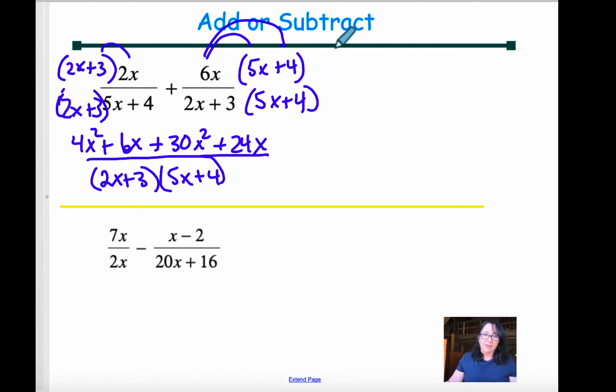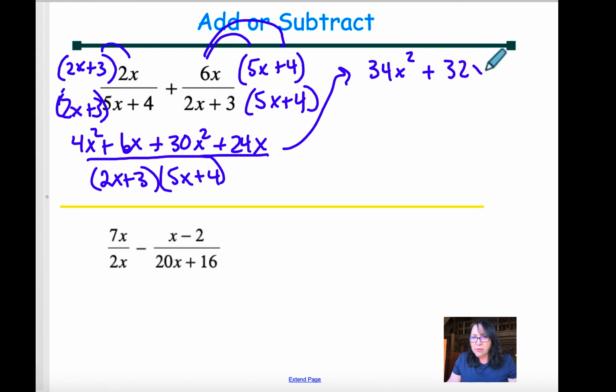So I need to simplify this if at all possible. So it looks like I've got 34x squared, and then 24 plus 6 is 30x. Sorry about that.